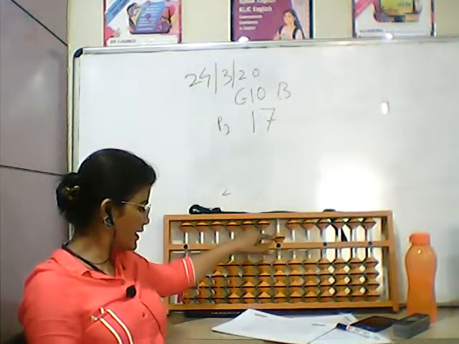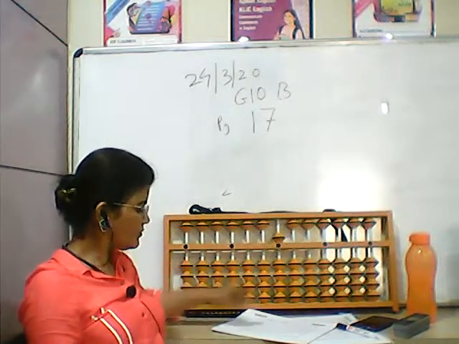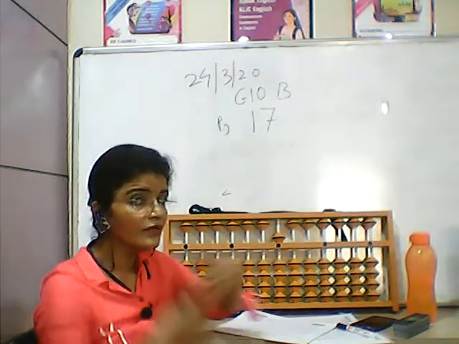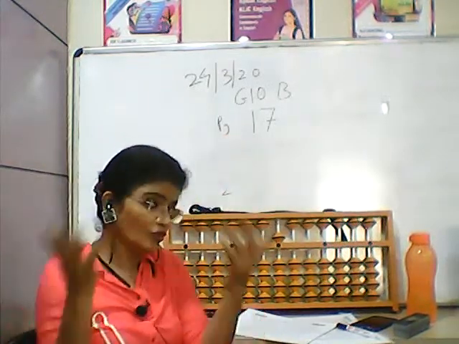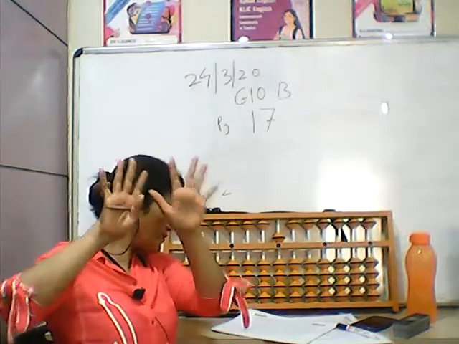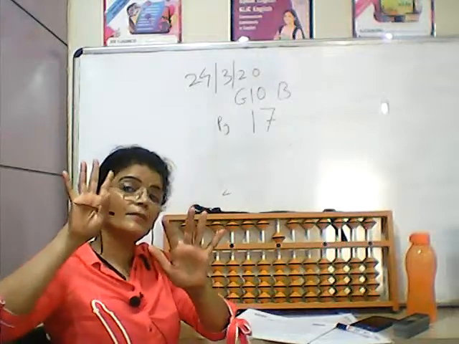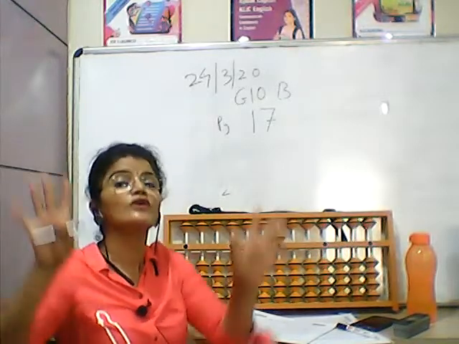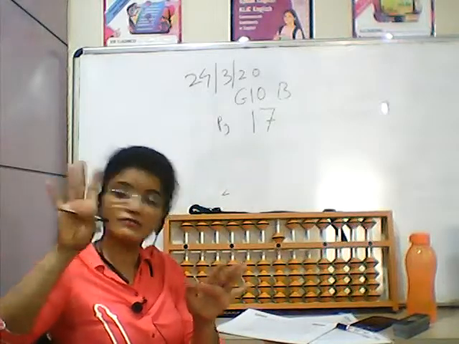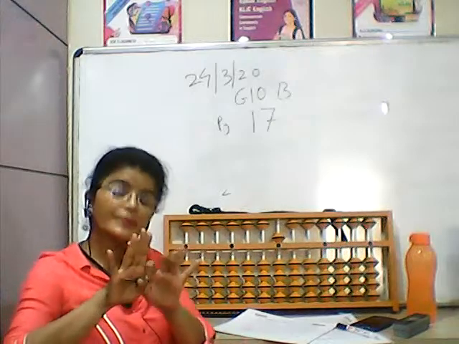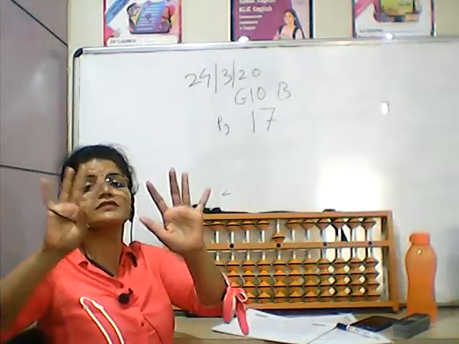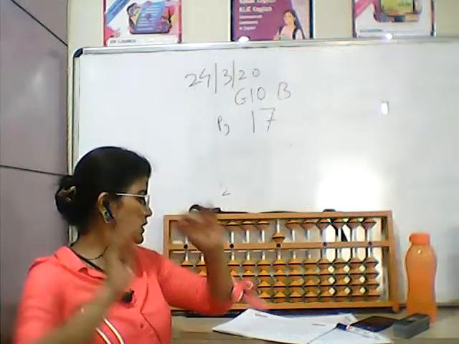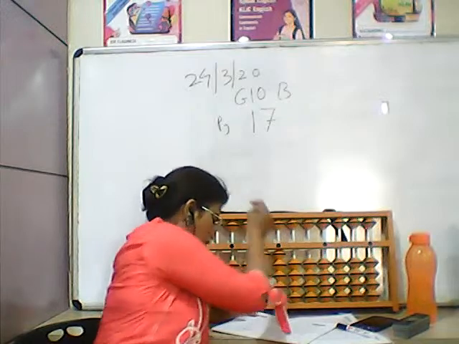Sum number 8. 5. Upper bit down. 9. Can you do 9 directly? No. Show 9. 9 ka friend. Minus 1 plus 10. Minus 1 to nahi hai. So mix complement. Plus 4 minus 5 plus 10. 4 up, 5 up, 10 up.